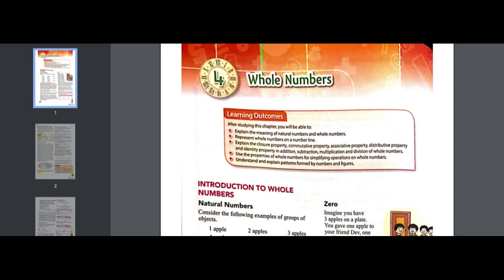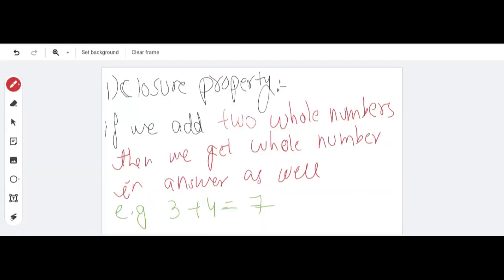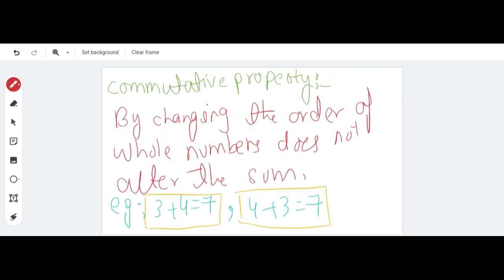Chapter, that is the whole number. Before starting that, we have to get through a few properties. Closure property: if we add two whole numbers, then we get a whole number in the answer. Example, 3 plus 4, 7 is a whole number. This is the closure property of addition.